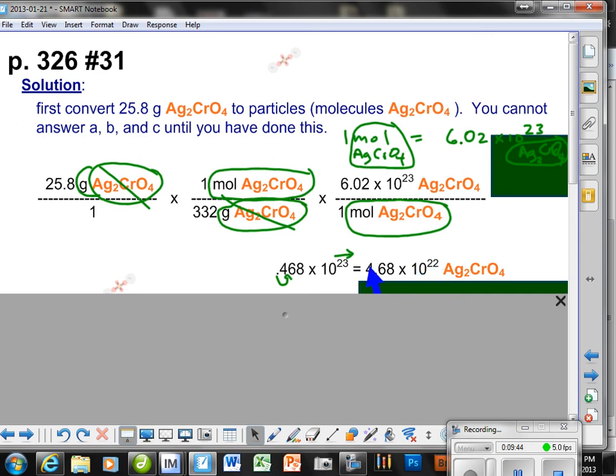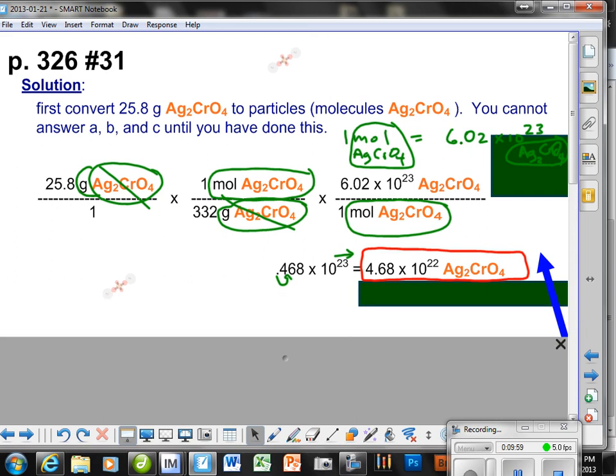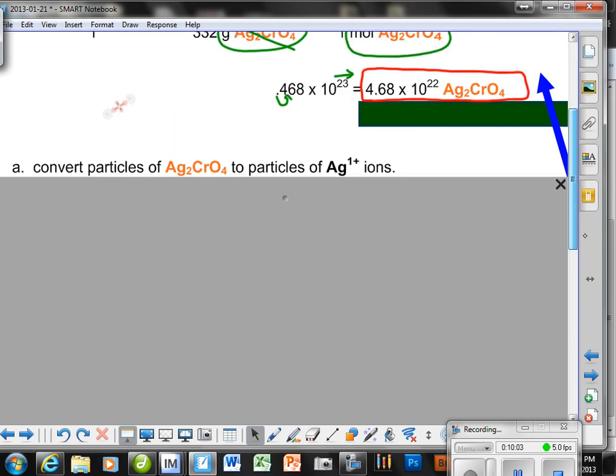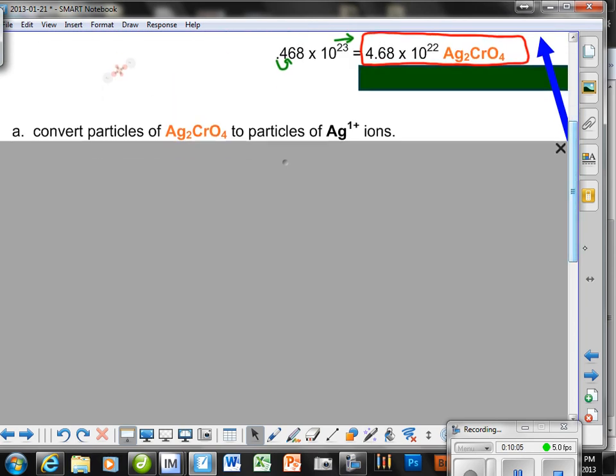So here's our final answer for this one, and we are going to use this now as the basis for answering the first 2 parts of the question. So you have to do all of this just to get started on the question, which seems really weird, but that's the way it is. So let's go on down and let's talk about converting. And we'll leave that answer up there.